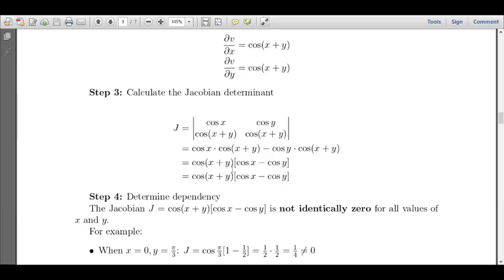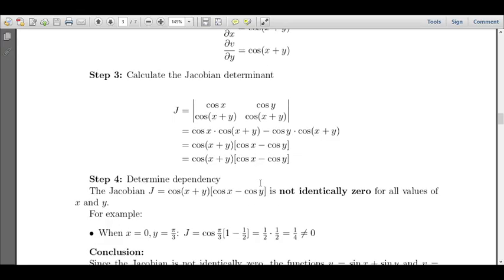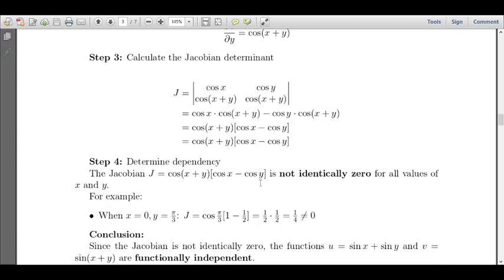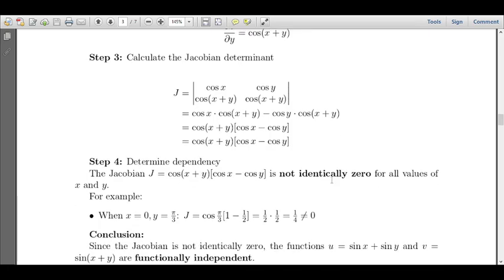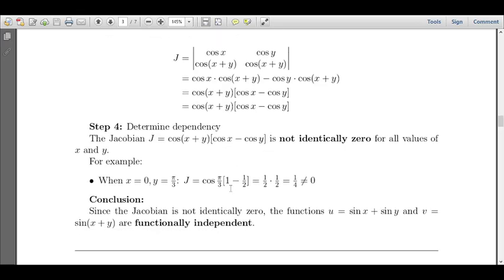Taking cos of (x plus y) common, so this is cos of (x plus y) into (cos x minus cos y). And this means our Jacobian is not identically 0. That means the Jacobian is not identically 0.